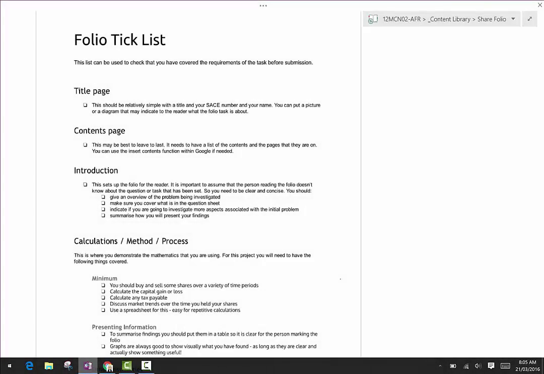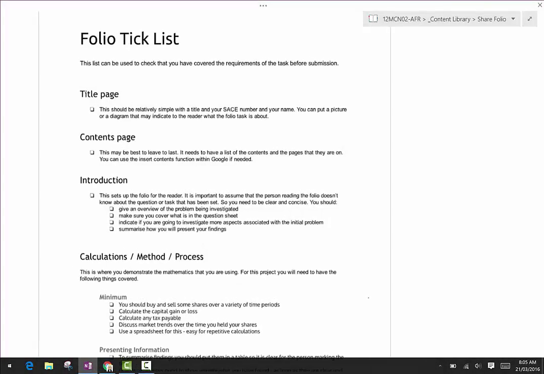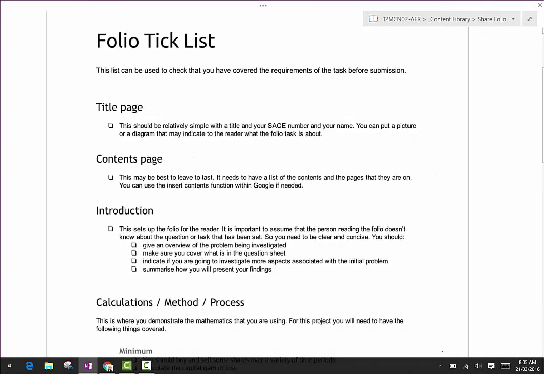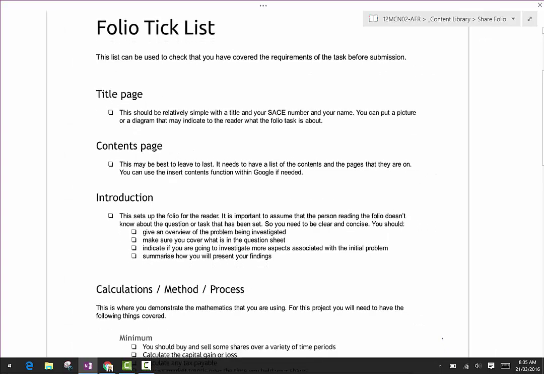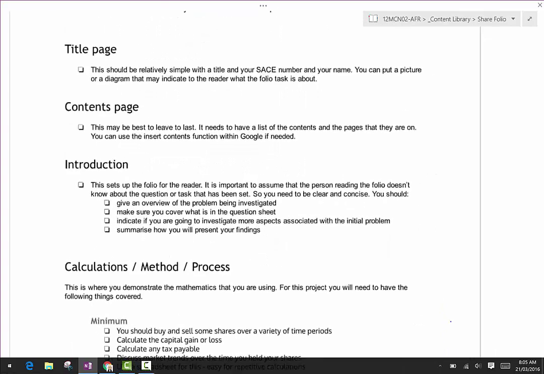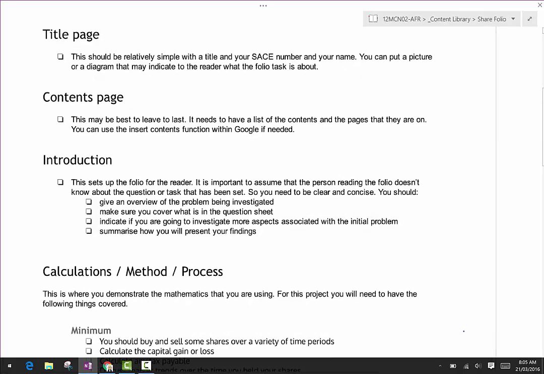In this screencast, we're going to look at the folio and what is actually required to hand up. So it's a submission tick list. First thing you need to be aware of is that you need to actually have a title page. It's quite funny how many people forget to do this, and it's part of the criteria in communication. So make sure you have a title page that's got your name, your SACE number on it would be really handy, and maybe even a picture if it adds to what you're trying to show.